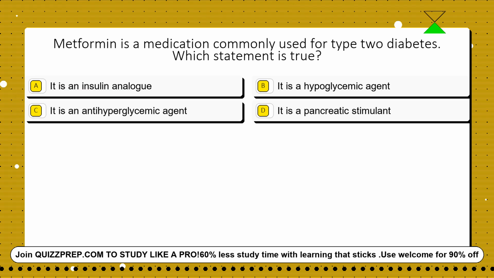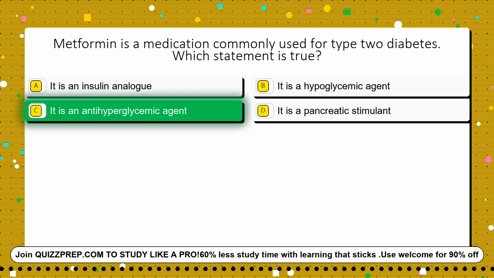Question 44. Metformin is a medication commonly used for type 2 diabetes. Which statement is true? Option A, it is an insulin analog. Option B, it is a hypoglycemic agent. Option C, it is an anti-hyperglycemic agent. Option D, it is a pancreatic stimulant.